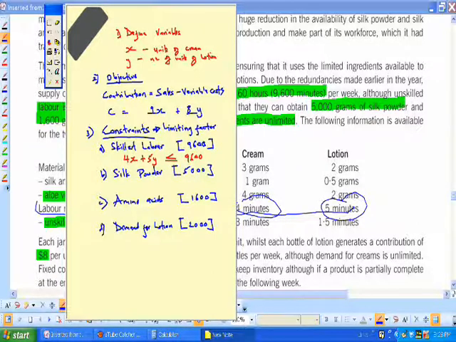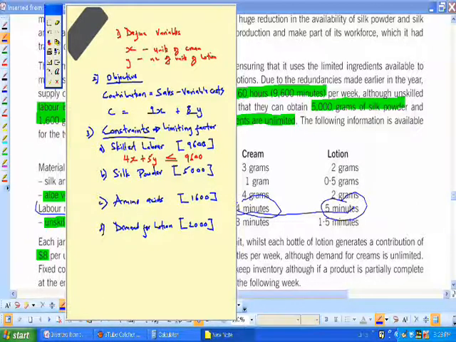So 4x plus 5y is the total time. If you make x units of cream and you make y units of lotion, the total time you will take will be 4x plus 5y. But they've told us that total should not exceed 9600. So the equation you're looking for is 4x plus 5y should not exceed 9600. This is what they call an inequality, and we shall see how to draw this on the graph.